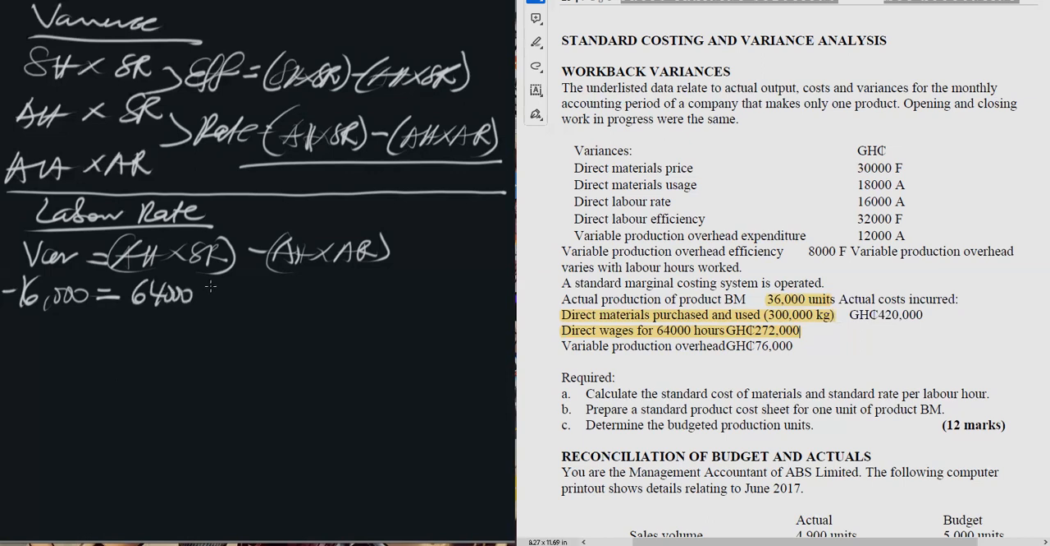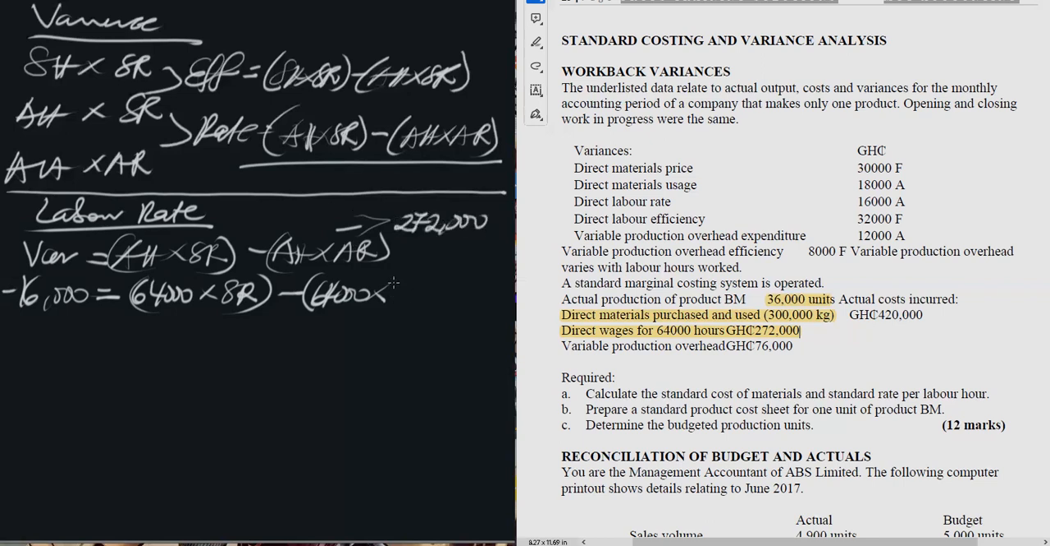64,000 hours times the standard rate. We don't know the standard rate, right? We didn't see it anywhere in the question for labor. No standard data was given. So 64,000 actual hours times the actual rate, which wasn't given, right? And remember that actual hour at actual rate is the actual cost for labor. And in this question, it has been given as 272, the same we saw for the material, right?